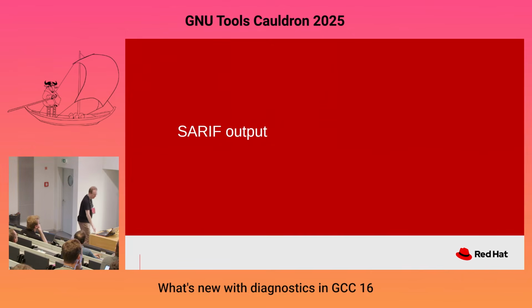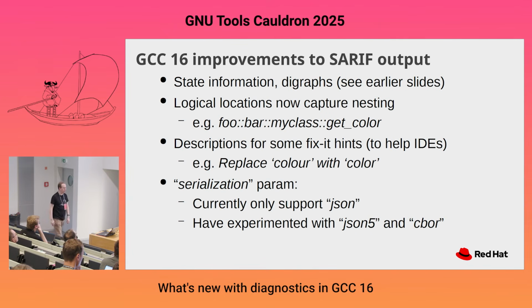It's okay. Improvements to SARIF output. How are we doing for time? We're three quarters of an hour into the slot. So, improved in GCC 16.